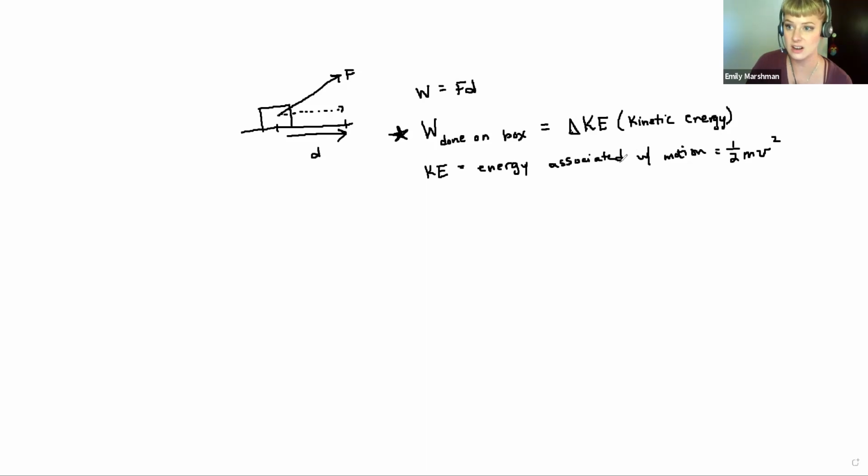If I do work on an object, the net work done on an object is equal to its change in kinetic energy. By the way, when you see change in, it's always final kinetic energy minus initial kinetic energy. When you see this delta sign, it just means change. It's always the final value minus the initial value. So the final kinetic energy, that you can find by 1/2 mv squared, minus the initial kinetic energy.